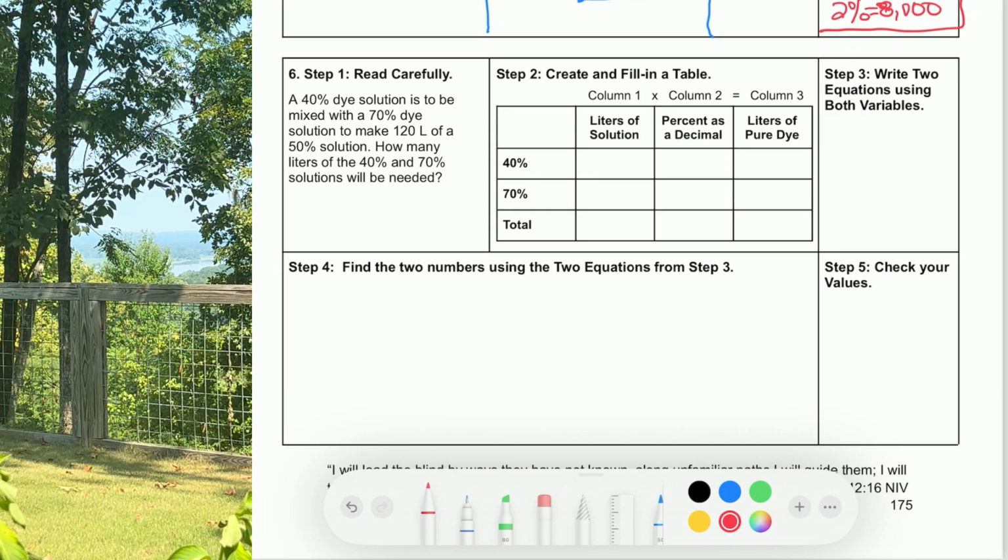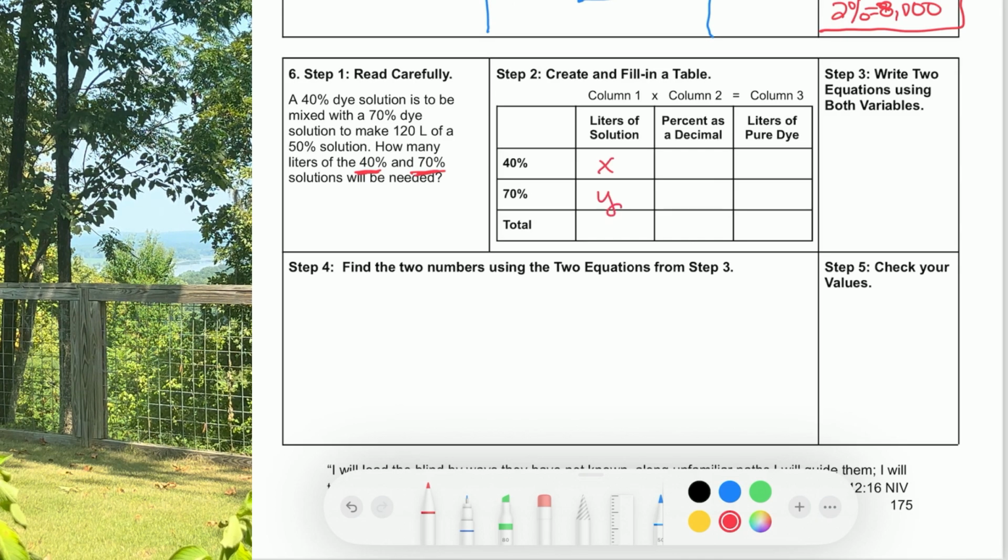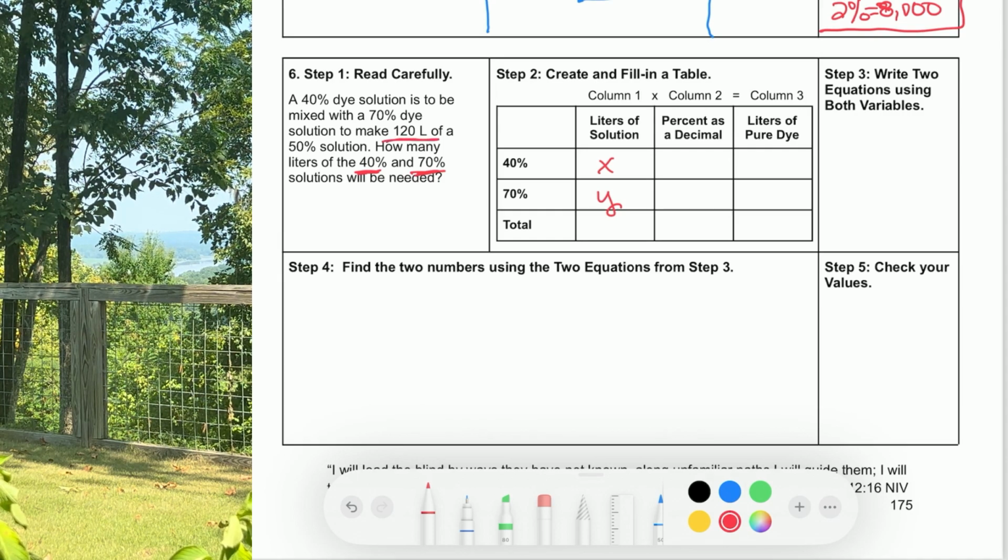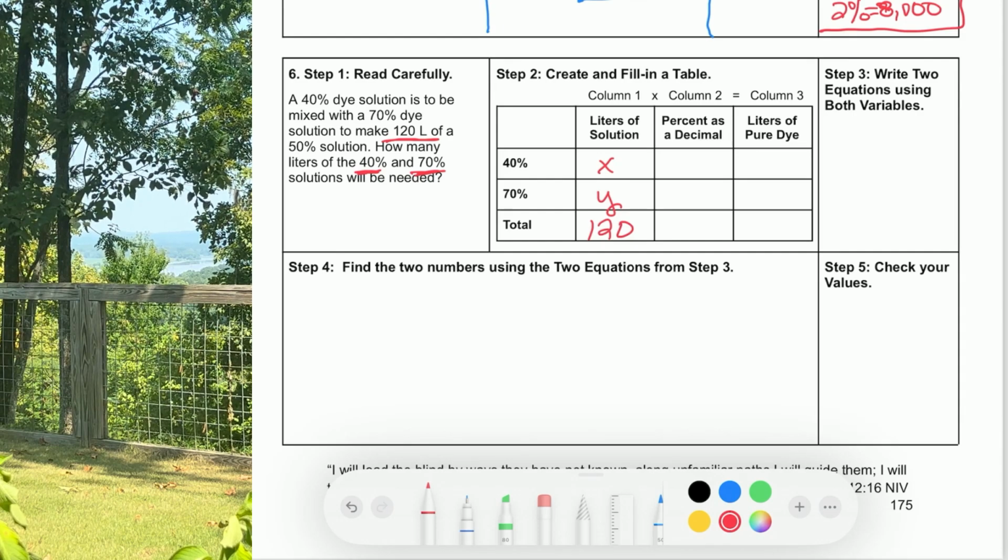The first thing I notice is that our two percentages that we're going to be comparing is the 40% and the 70%. So that's why I have them listed here. So I need to give them both a variable. So I'm going to do X and Y. And then I need to fill in my total box. Did they give us a total? Yes, they did right here to make 120 liters. So I know that that is going to be my total amount.